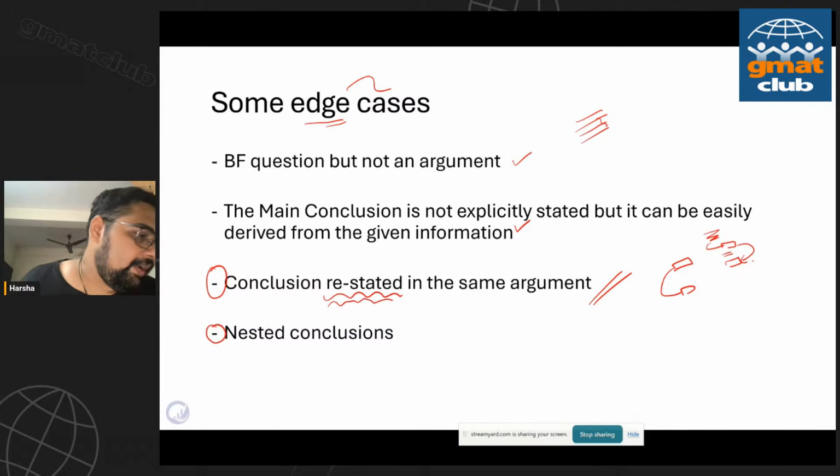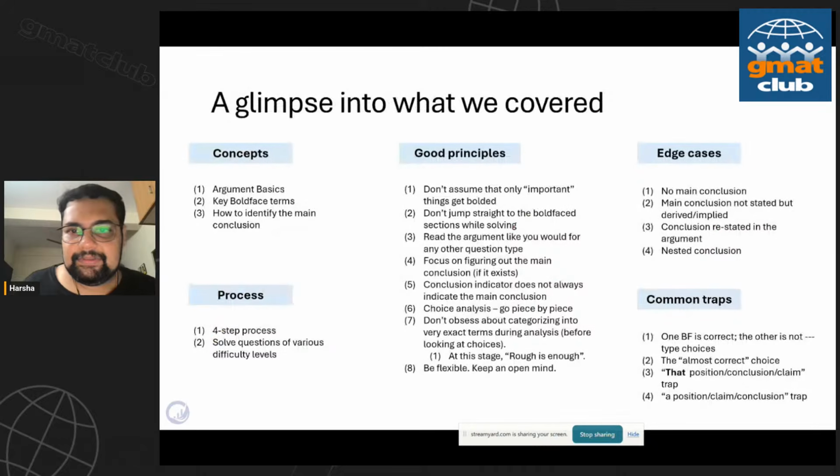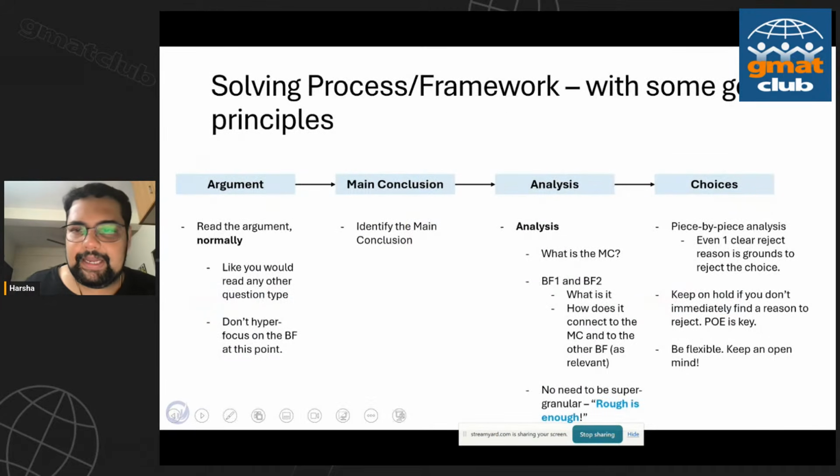So I am done. Just to summarize, we have covered quite a bit of ground. Some of the principles we ran through as we solved, some of the traps we discussed, my process, some basics. We've covered a lot of it. I will leave you with this slide, the process, the way to go about boldface.